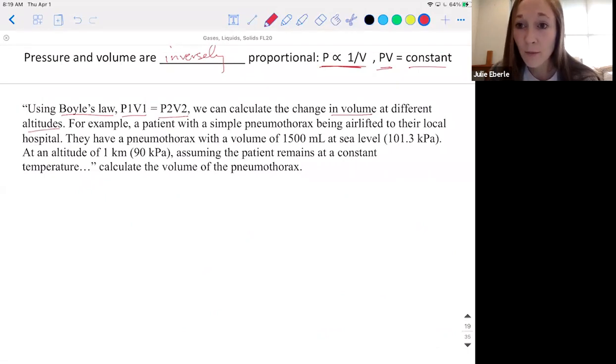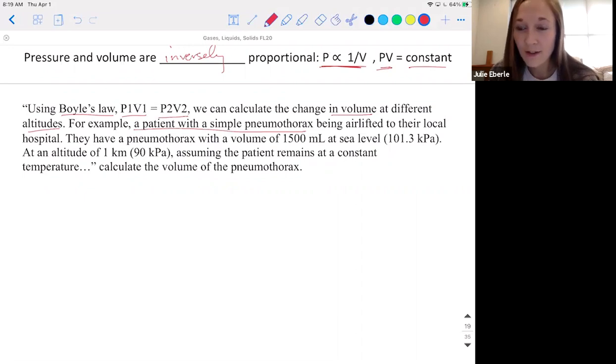Why would that be important? Well, many reasons, okay? Does anybody know somebody who's ever tried to hike Mount Everest? Intense hikers have to pay attention to this. Scuba divers have to pay attention to this kind of stuff, but it also plays into nursing. I'm going to show you how. For example, a patient with a simple pneumothorax.